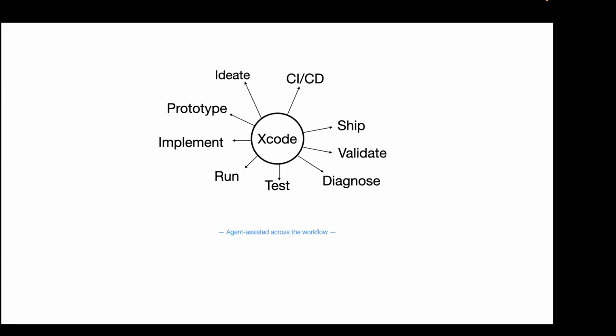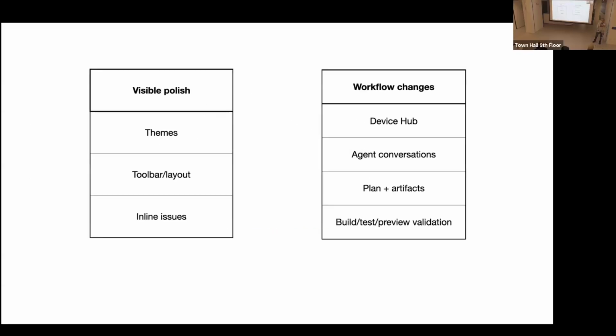So again, iOS is trying to do all this, Xcode is trying to do all this stuff. They want you to come back to Xcode and ideate, prototype, implement, do all this stuff using agents and using AI. But for Xcode, we have visible polish, and then these workflow changes. We have themes, toolbar layout, inline issues, which is how we handle errors, and there's better prediction for if you will have an error pre-build.